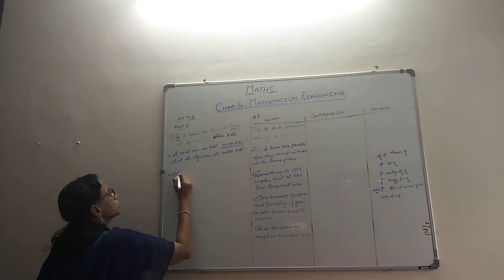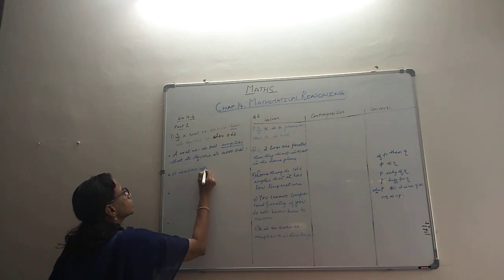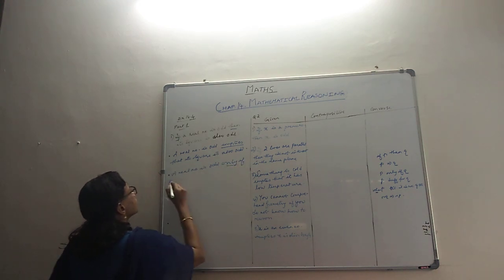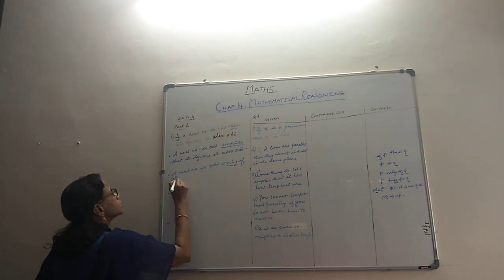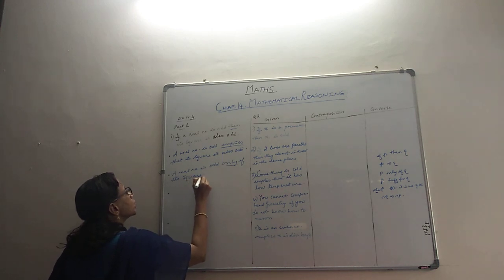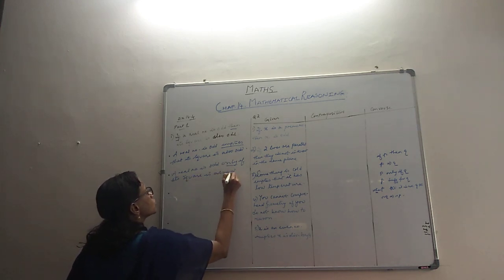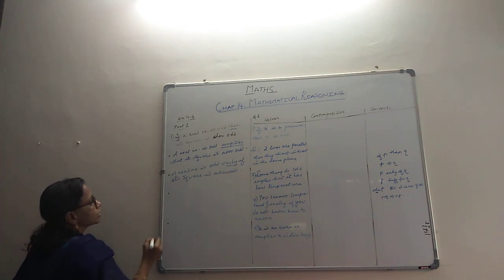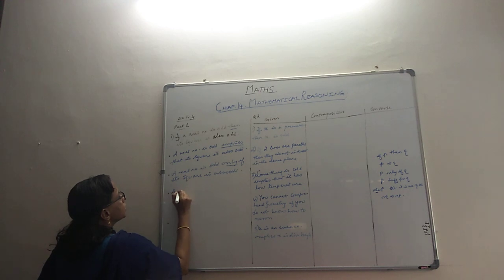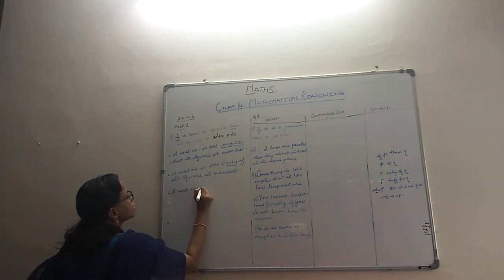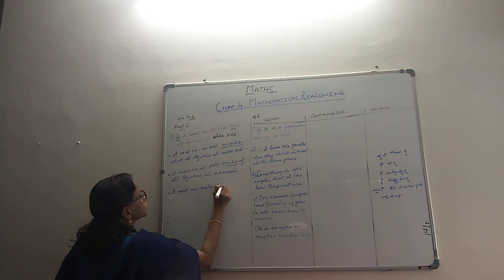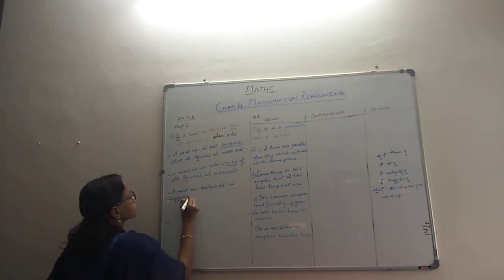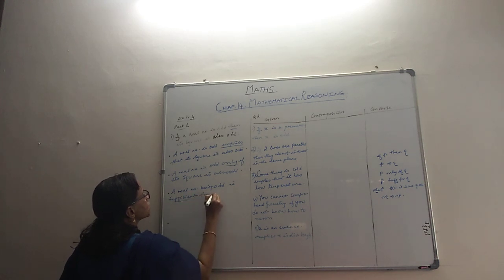So a real number is odd only if its square is also odd. Then sufficient. So a real number being odd is sufficient for its square to be odd.